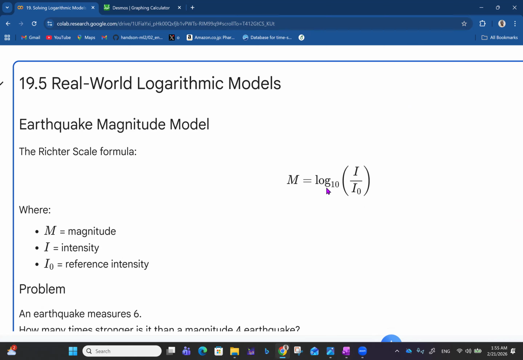When an earthquake happens, and that happens a lot in my location in Japan, the magnitude of the earthquake on the Richter scale determines how intense, how serious or devastating the earthquake can be. So you have M equals log to base 10 of I over I naught, where M is magnitude, I is intensity, and I naught is the reference intensity.